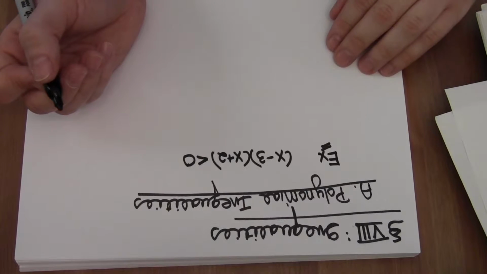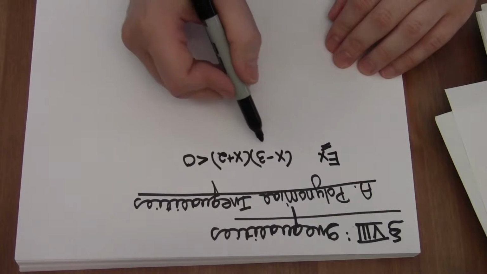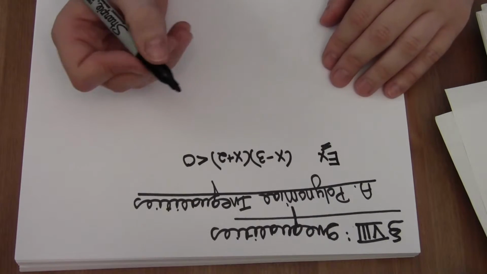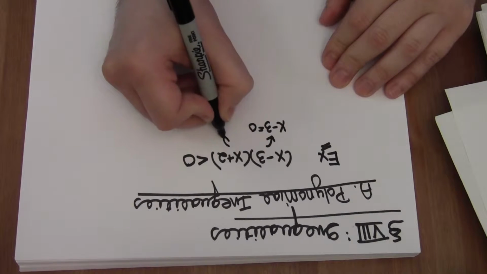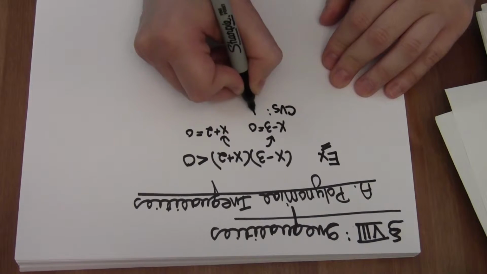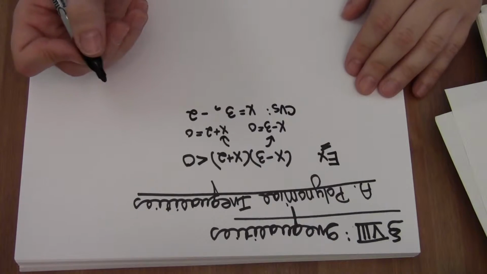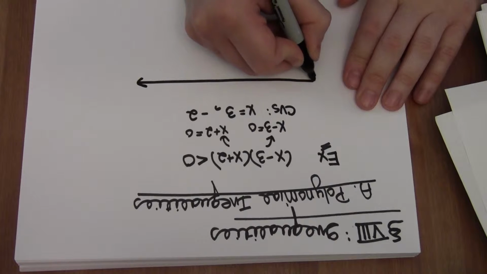The first thing we need to do is find what are called the critical values. These are values that either make our expression over here 0 or undefined. So really, I'm just going to set my two pieces equal to 0. And I'm going to get critical values at x equals 3 and at x equals negative 2. I'm then going to plot those critical values on a number line.